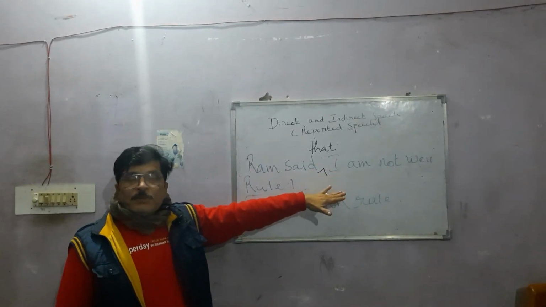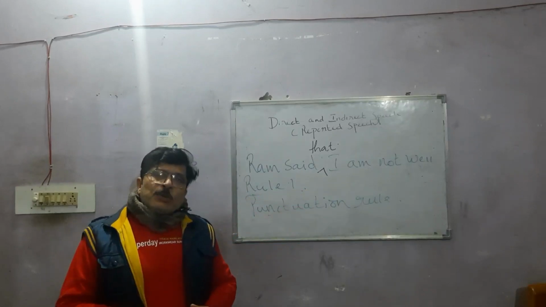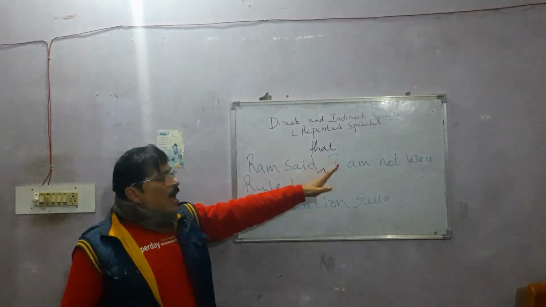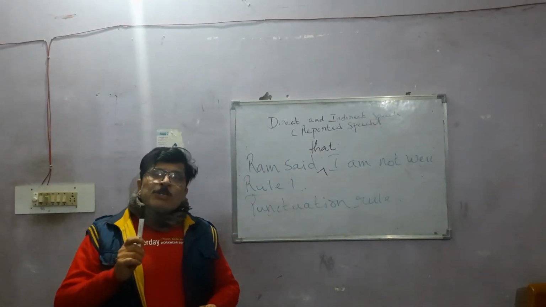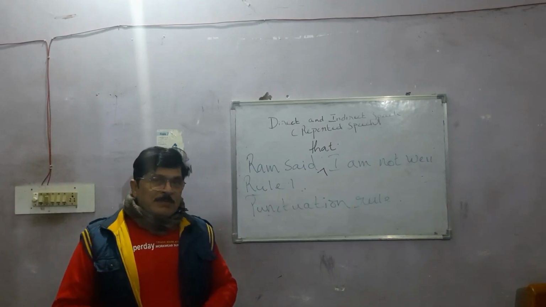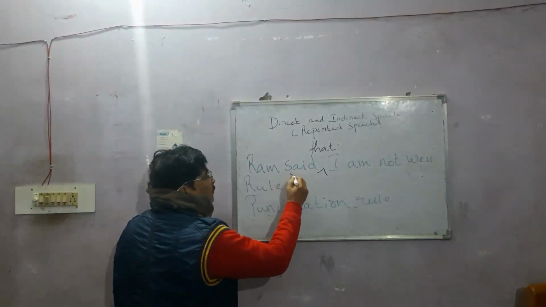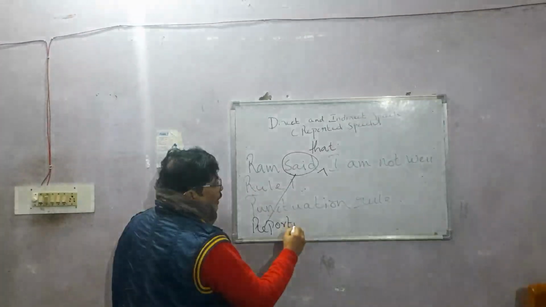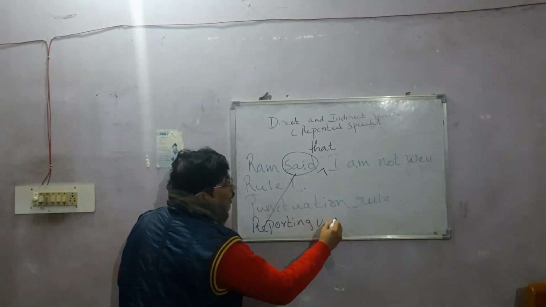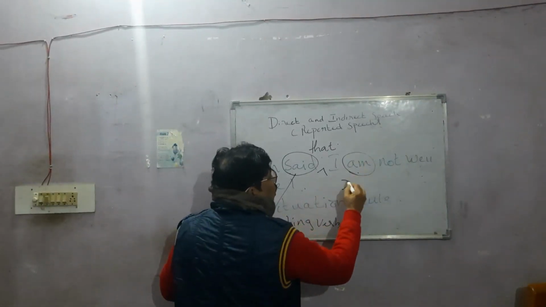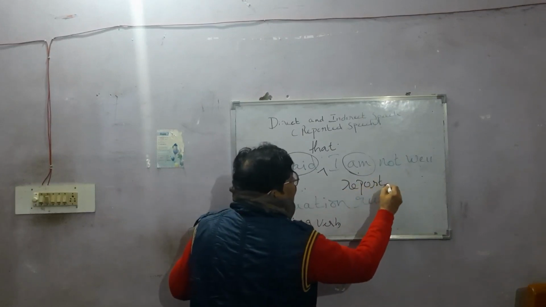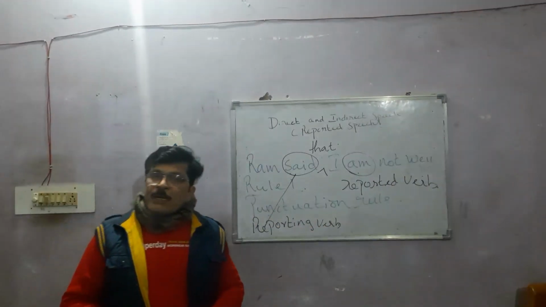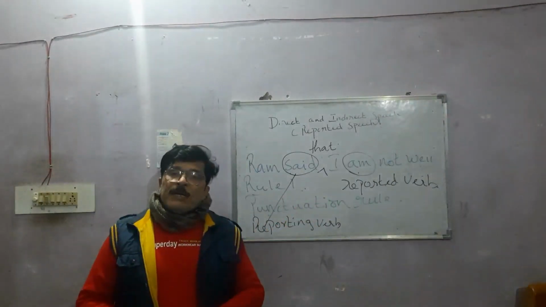I hope you understood. Now, the second thing you have to know is, in a direct speech, for example, Ram said, "I am not well," there will be two verbs. One verb is called the reporting verb, and the other one is called the reported verb. So there are two verbs.